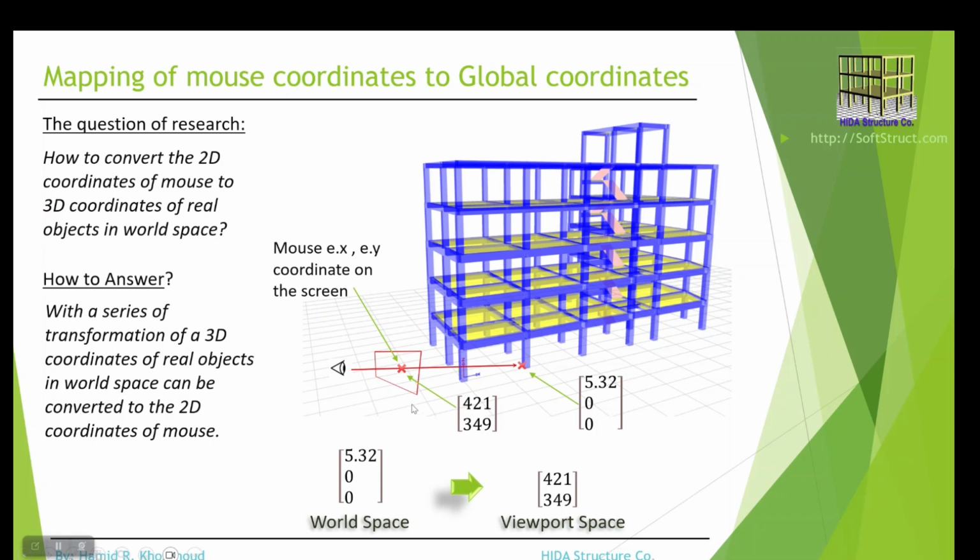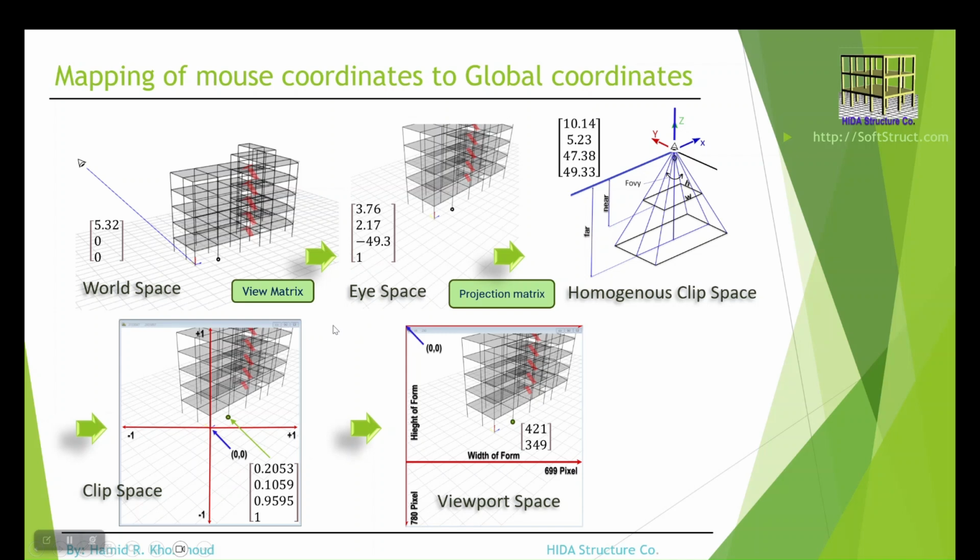A three-dimensional coordinate of a world space object can be converted to a two-dimensional coordinate of a mouse or screen space. I will show you how we can convert a three-dimensional point to a two-dimensional point on the screen using a numerical example and apply it to the code of a graphical program. Also, I will discuss world space, eye space, homogeneous, and clip space, as well as viewport or screen space, along with view matrices, projection matrices, and perspective matrices.